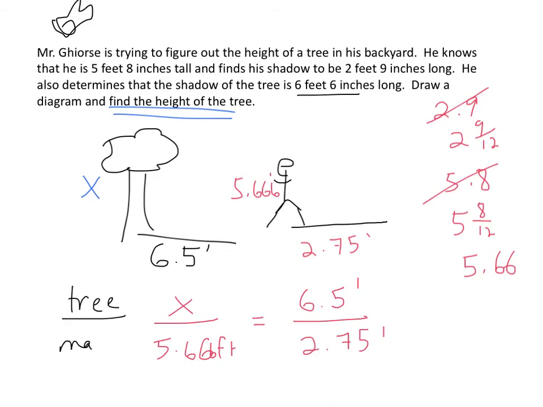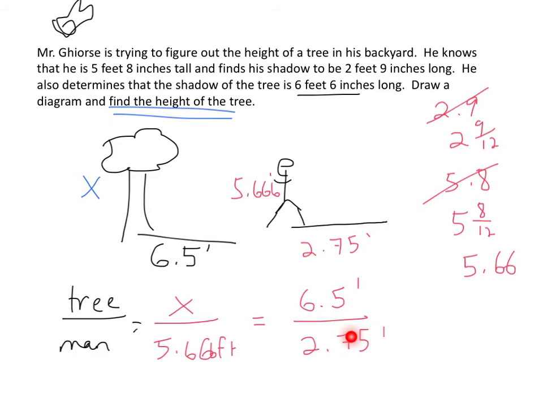So again, we are comparing the tree to the man. Always make sure that in your numerator you've got your tree information, X, the height of the tree, and in the denominator you have the information about the man, Mr. G. So tree to man, those are heights. Tree to man, those are shadows. They will be proportional. So we can actually figure out X.